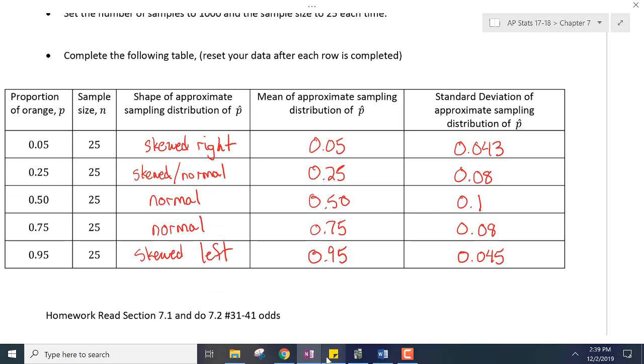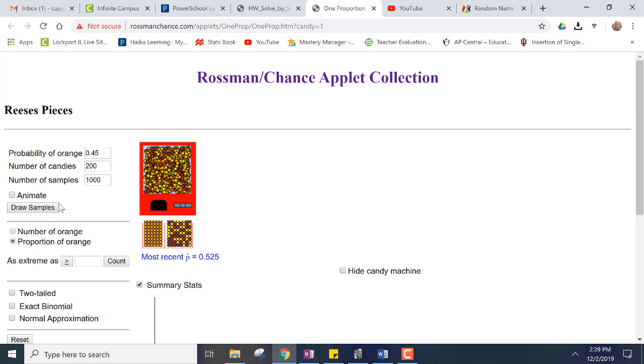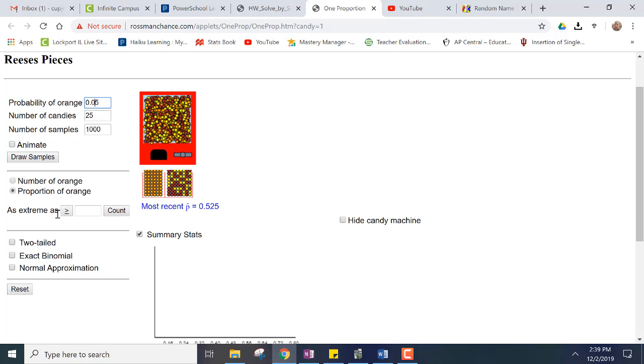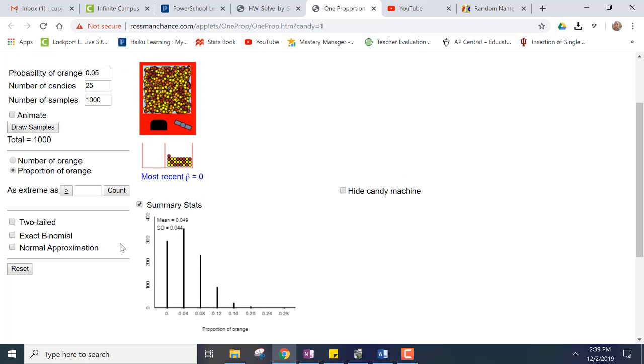Now, if we change the proportion that we want, let's see what happens. So reset. Now we want to keep it 25 candies, but our proportion is going to change. So this is pretty extreme, 0.05. And wow, this is very skewed right. It should be very obvious. It's staying with that because the mean is lower, so it's going to be skewed right.